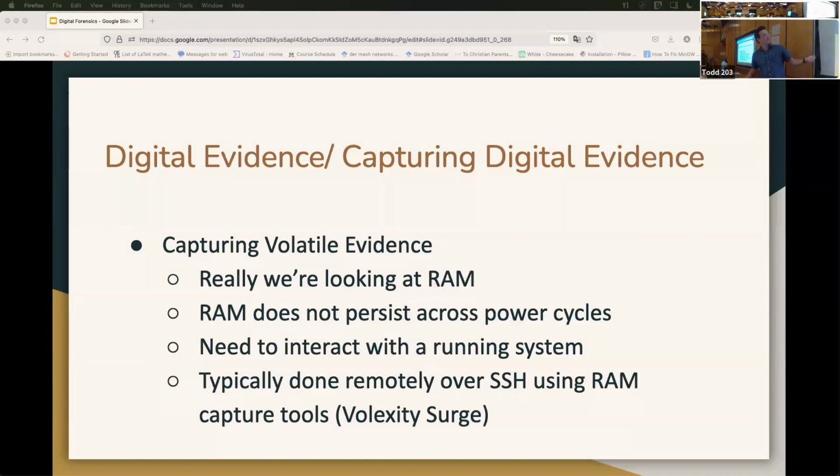Capturing volatile evidence is a different story. So volatile evidence, we said, doesn't persist across power cycles, right? That means we have to interact with a running system. So there are a bunch of different RAM tools. The one that I heard people were using was Velocity Surge. It's a paid service, but it gives you a lot more information for when you are doing a RAM capture.